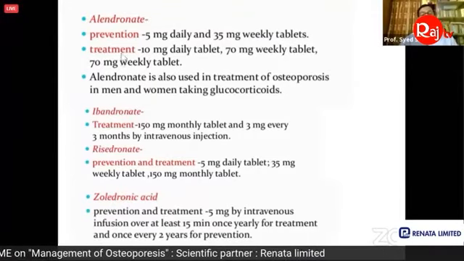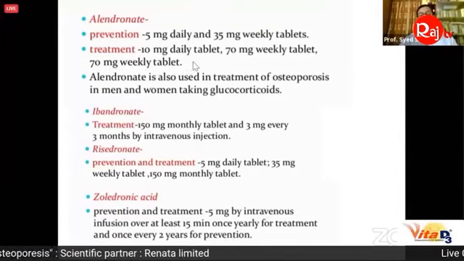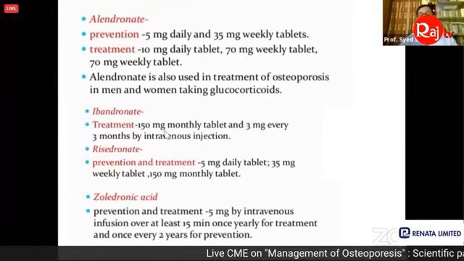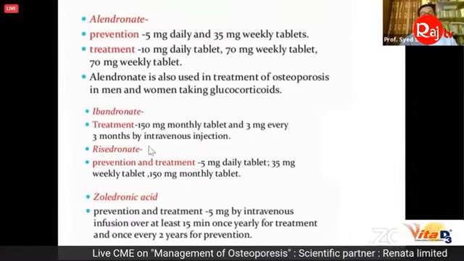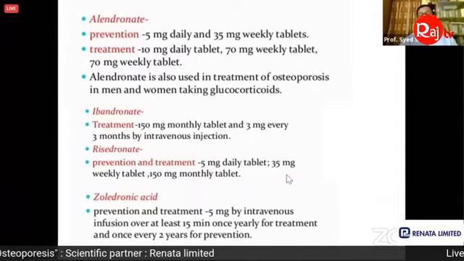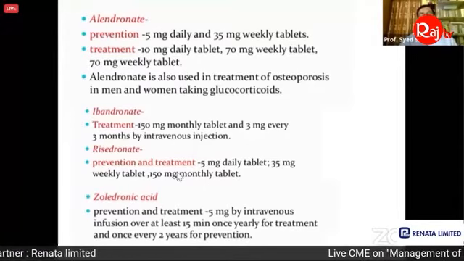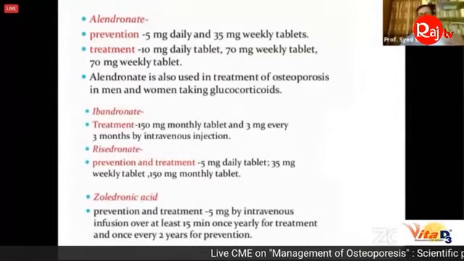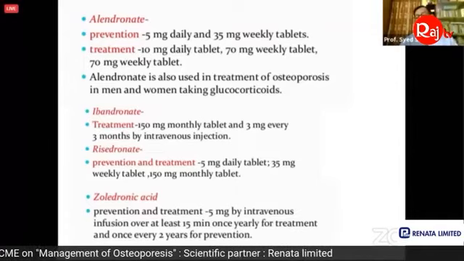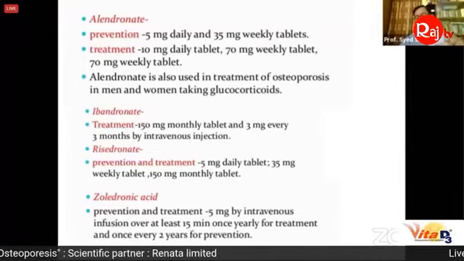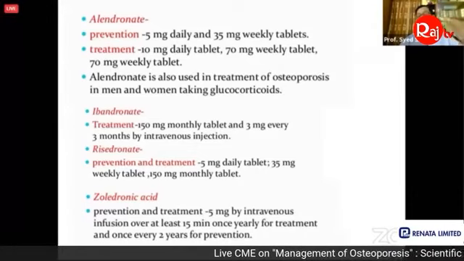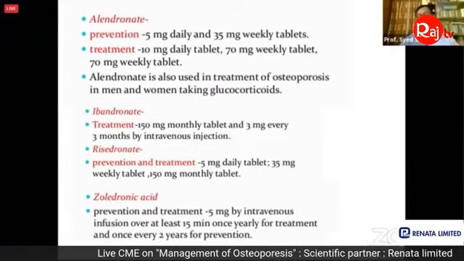You should know the dose of alendronate: 10 milligram daily tablet or 70 milligram weekly for the treatment. Ibandronate 150 milligram monthly tablet. And risedronate 150 milligram monthly tablet or 35 milligram weekly tablet. And zoledronic acid, personally I prefer zoledronic acid because of the dose convenience, and we can give follow-up only after 3 years. If we give oral bisphosphonate, we have to give for 5 years, but zoledronic acid for 3 years.